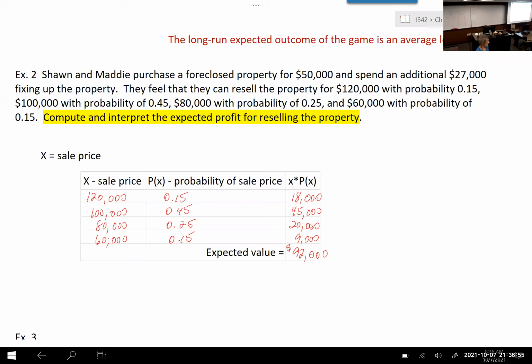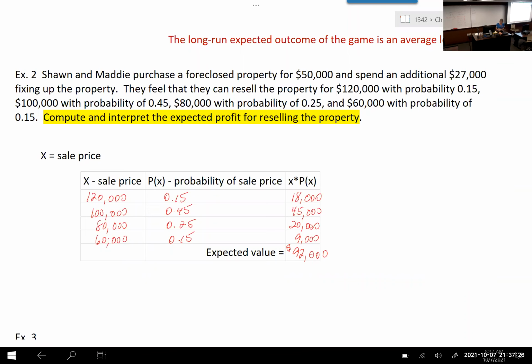They would expect the average resale to be $92,000, right? They would expect the average resale to be $92,000 in the long run. If they had this exact same scenario and they kept repeating it over and over and over again, they would expect to have an average sale price of $92,000. That's what the expected value is telling us. Now, that's not their profit. That's just what they can resell it for, okay?